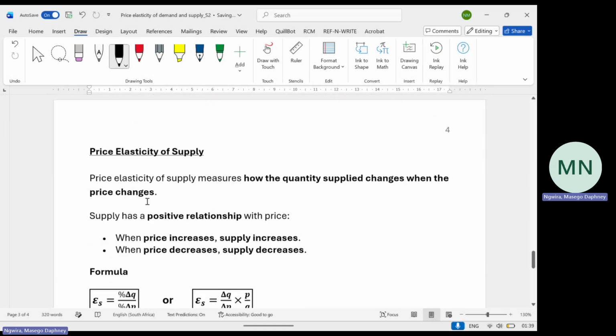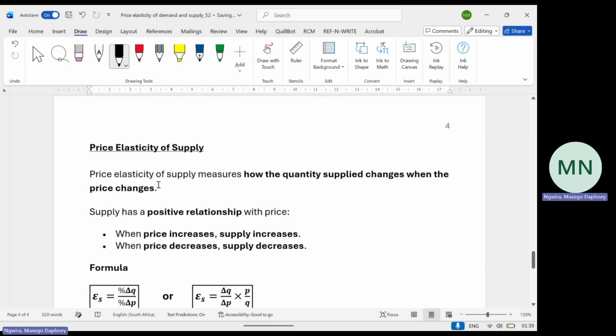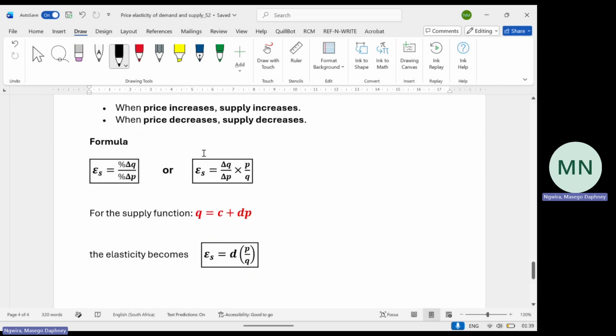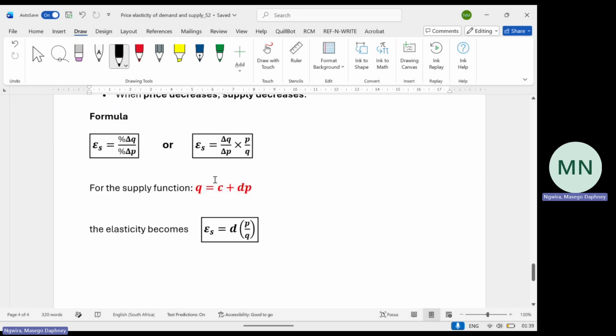Okay. So when coming to price elasticity of supply, everything is still the same. Price elasticity of supply measures how the quantity supplied changes when the price changes. Supply has a positive relationship, as we all know from supply and demand. And this is the formula. If you check, the formulas are the same. The only difference is the supply function. So here you are going to replace this Q with the supply function. Everything is still the same basically.